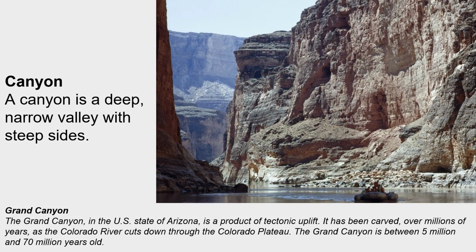Next, canyon. A canyon is a deep, narrow valley with steep sides. It's a valley, but the sides are very steep, almost vertical. So that's the great Grand Canyon, the very famous Grand Canyon. The Grand Canyon in Arizona, United States, is a product of tectonic uplift. It has been carved over 1 million years as the Colorado River cuts down through the Colorado Plateau. The Grand Canyon is between 5 million and 70 million years old. That's really old.